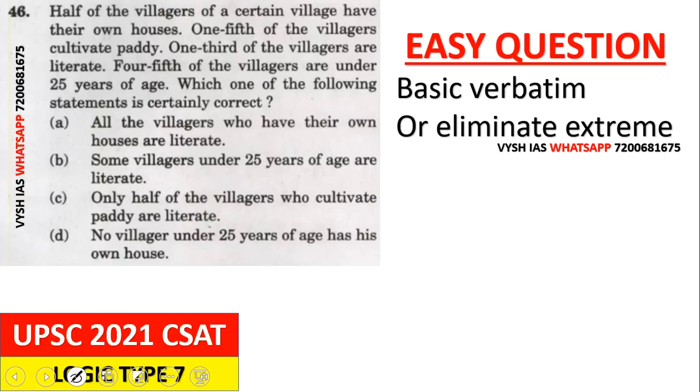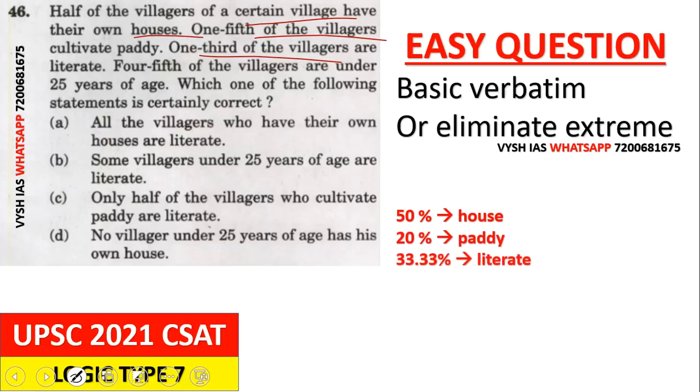Now again, a reasoning kind of question: half of the villagers of a certain village have their own houses. What you do is, whatever they told, just write it down. Half of the village have houses means 50% of the people have houses. Next, 1/5 of the villagers cultivate paddy, that is 20% cultivate paddy. 1/3 of the villagers are literate, 1/3 means 33% are literate. 4/5 of the villagers are under 25 years of age, 4/5 means 80% are less than 25 years of age.